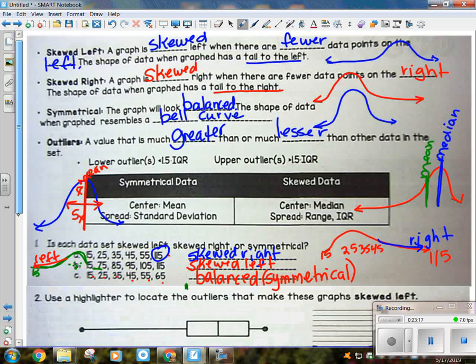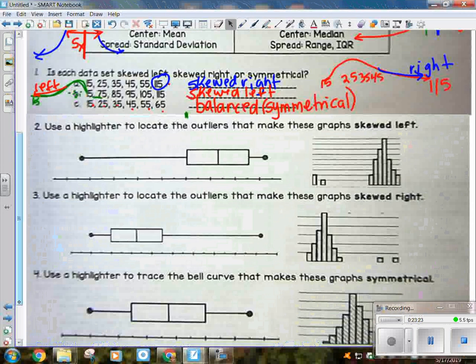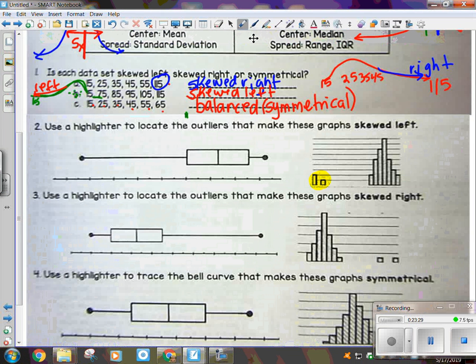Okay. Number 2 says use a highlighter to locate the outliers. So if I use my highlighter, are there any outliers in this one? I've got a nice curve right here, and definitely those points are on the left. Here's what it looks like in a box. Y'all see this big tail on the left, which goes with this tail on the left. These two are showing you the same data. These are definitely skewed to the left. So we picked our highlighters up and highlighted those two right there.